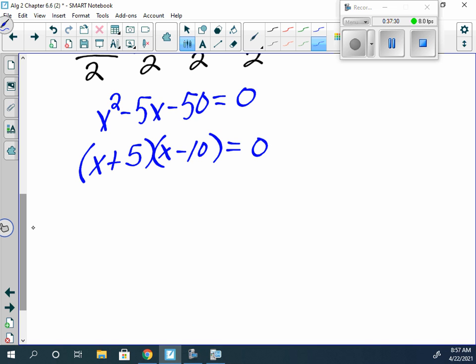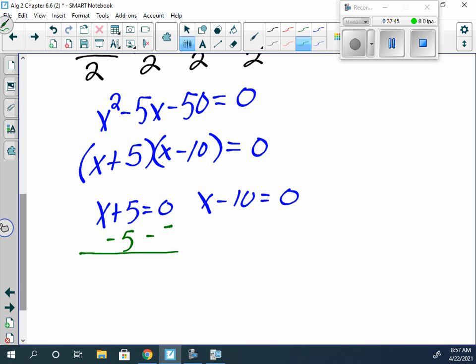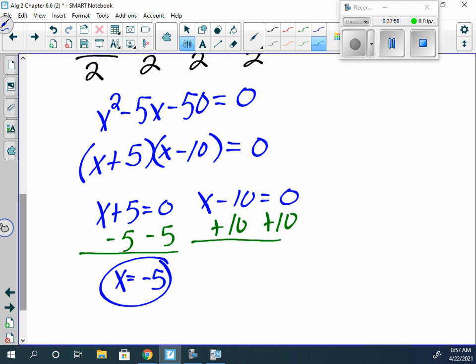So when we look at this, well, one of these must be 0. So for this one, we would minus 5 from both sides, which tells us x is equal to negative 5. So these are our two answers.